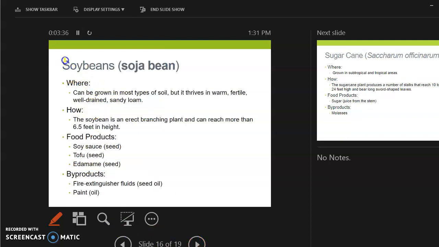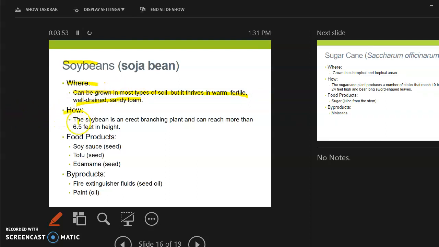So then soybeans. Where can it be grown? It can be grown in most types of soil, but it's going to thrive in warm, fertile, well-drained sandy loam. Sandy loam just means sandy soil, so sandy soil is where it grows the best.